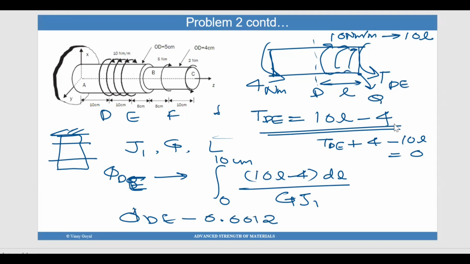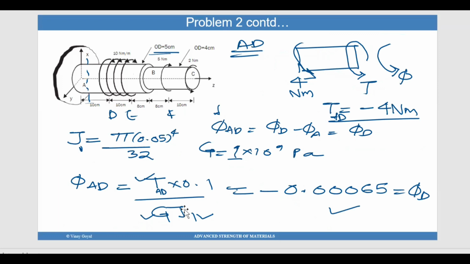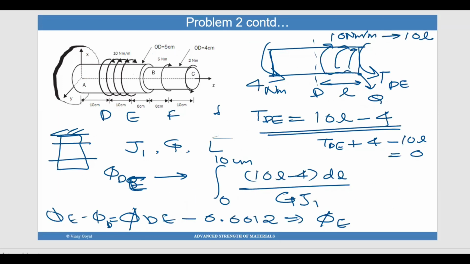And you know what phi_D is, so you can just get phi_E by adding this. So phi_DE is basically phi_E minus phi_D. So what's that? You have phi_D as this, so just add it. I think that will give you minus 0.185, something like this.